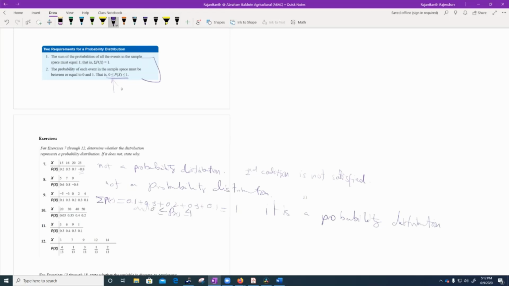Look at here. What about the next one? Check whether the P(x) summation is 1. I'm simply adding all the P(x) values: 0.05 plus 0.35 plus 0.4 plus 0.2. You get 1. Yes, I'm getting 1. And moreover, all the P(x) values are between 0 and 1. Therefore, both of the conditions are now satisfied. So it is.